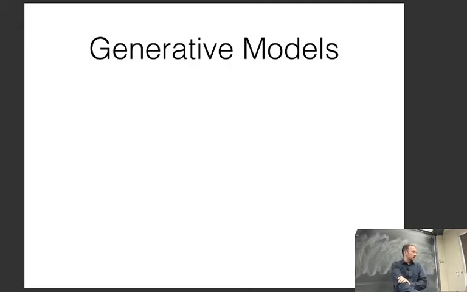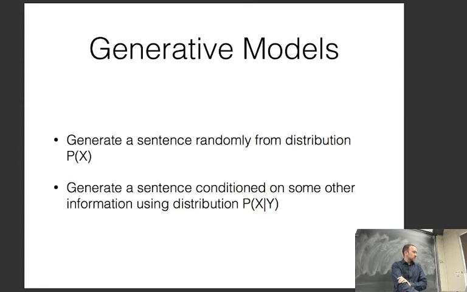So generative models, as we've talked about before, we can either generate a sentence randomly from some distribution or generate a sentence conditioned on some other information using a distribution like this. Actually, I realized I got X and Y backwards here. Usually we have Y conditioned on X, outputting Y. But these are very useful.